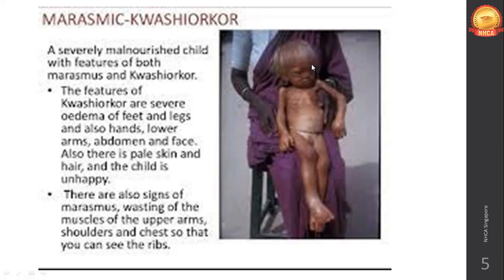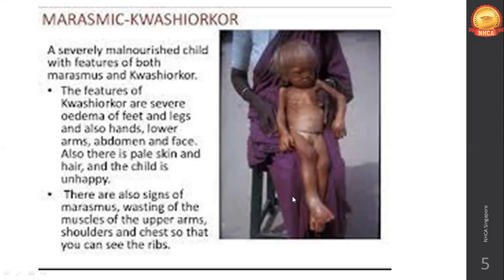There are also signs of marasmus, wasting. You can see the upper arms and upper limbs. If you see the limbs, from shoulder to elbow and from groin to knees, it is very thin. The lower part of the extremities, both upper and lower, has this swelling, a kwashiorkor kind of feature, but the upper half of the extremities has marasmic kind of features.